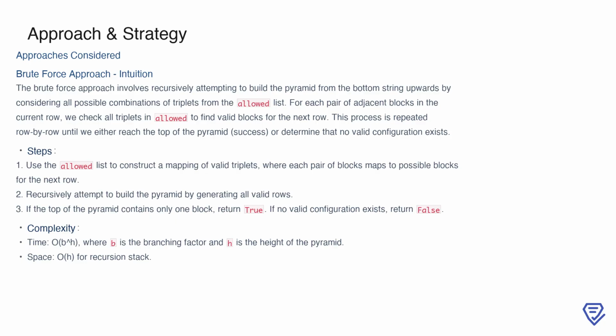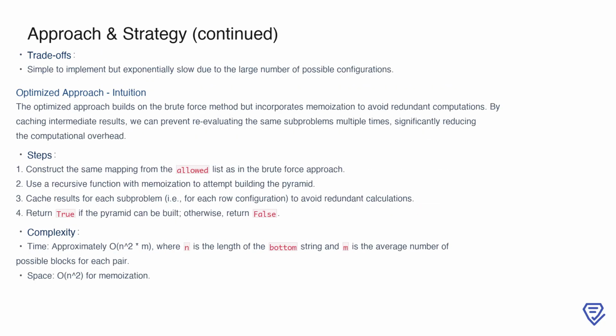To implement this, the first step is to pre-process the allowed list into a mapping, where pairs of blocks are associated with their possible next blocks. Then, a recursive function is used to generate all possible rows and check if the pyramid can be built. While simple in concept, the brute force approach is computationally expensive. Its time complexity is exponential, as the number of possible configurations grows rapidly with the height of the pyramid. Additionally, it has a space complexity of O(h) to account for the recursion stack, where h is the pyramid's height. While the brute force approach is straightforward to implement, it suffers from severe inefficiency due to the exponential growth in the number of possible configurations.